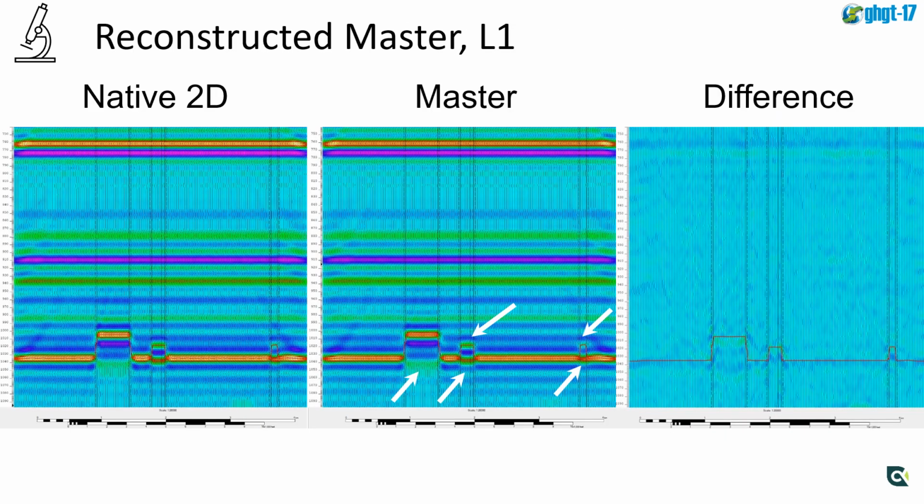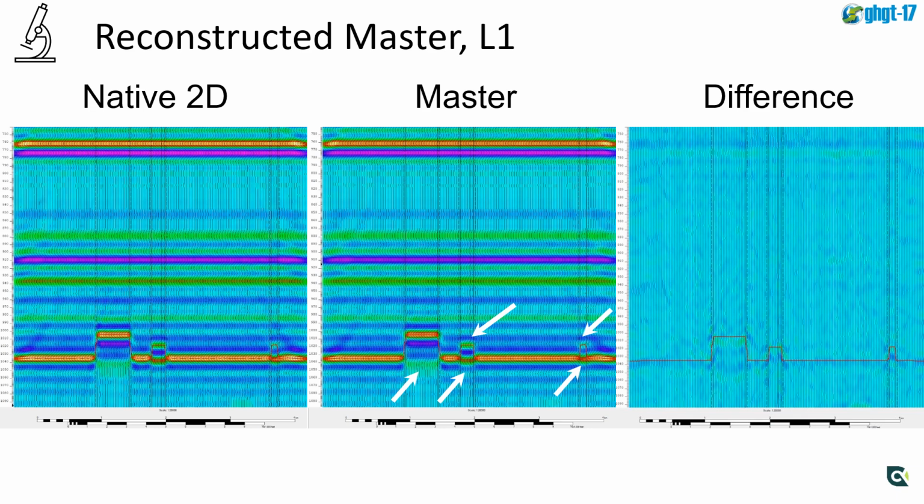Okay, but this is what we're trying to do. So now we're getting to the meat of the problem. We're comparing the reconstructed version of line 1 to the native 2D line. So this is reconstructed and 2D migrated. The native 2D line is on the left. The reconstructed from the master 3D result is in the middle. And if we do a difference of these two, that's shown on the extreme right.